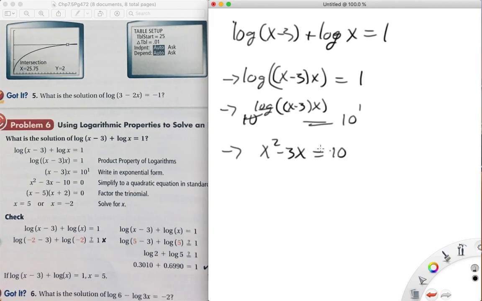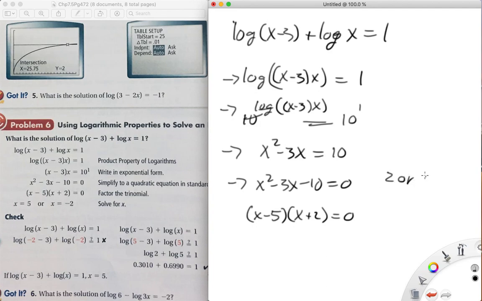Alright, so I have the makings of a quadratic. I'm going to subtract 10 from both sides, and I have x squared minus 3x minus 10 equals 0. So two numbers that multiply to negative 10 and add up to negative 3. So x minus 5 times x plus 2. So I have two potential answers. Either my answer is negative 2 or my answer is 5.